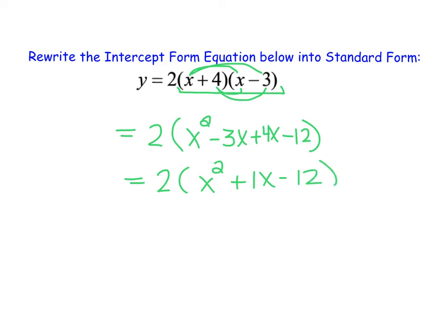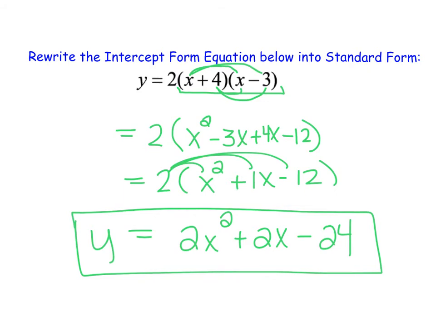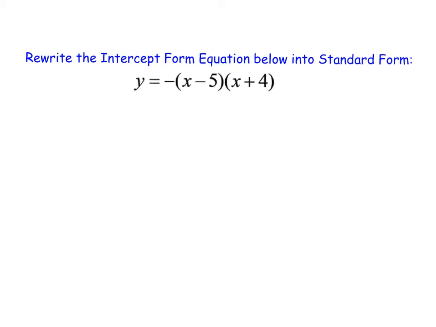And once I've multiplied out those two parenthesis pieces, then I just distribute my 2, and I find 2x squared plus 2x minus 24. So here we rewrote our intercept form into standard form by using our knowledge of multiplying binomials together and the distributive property. So one last example here.